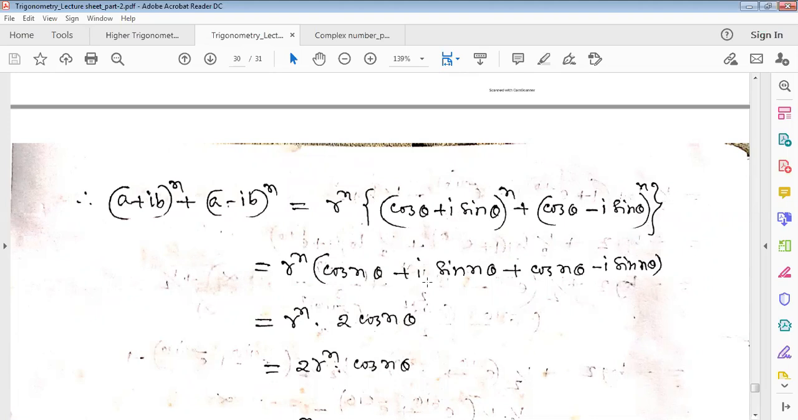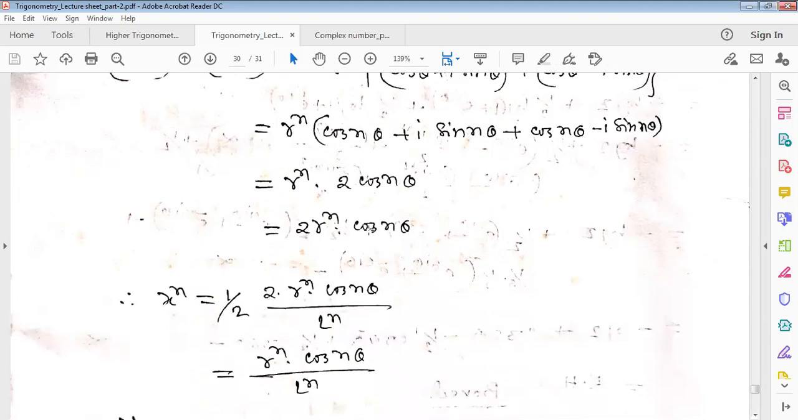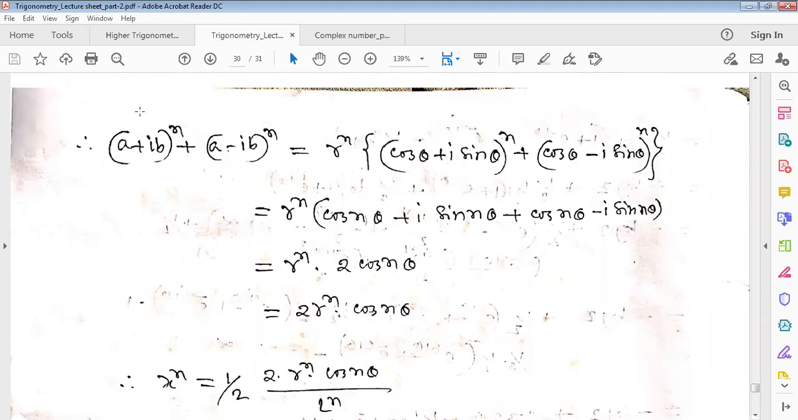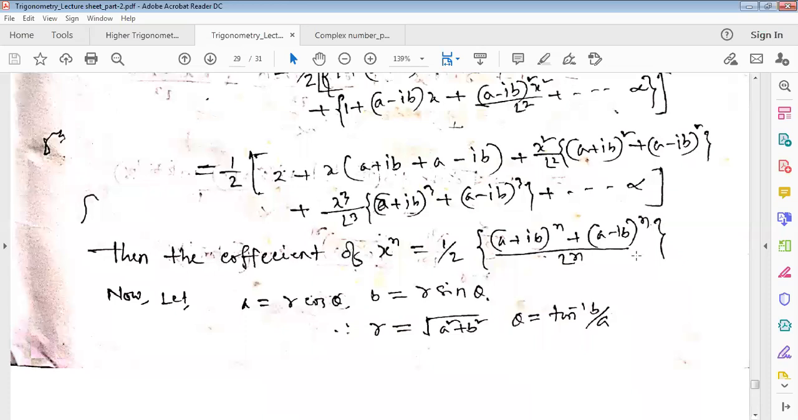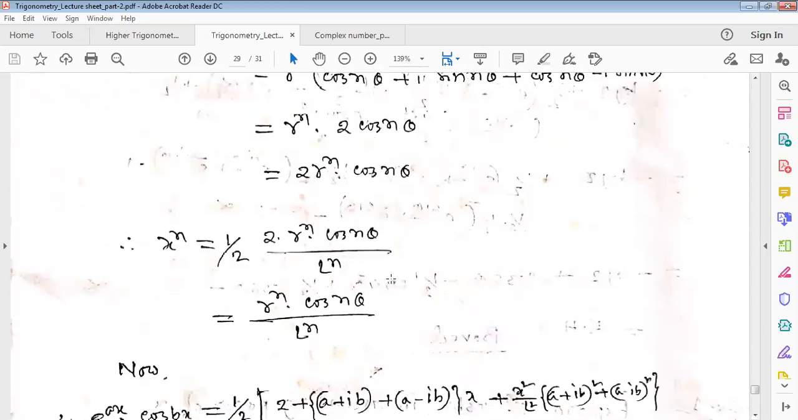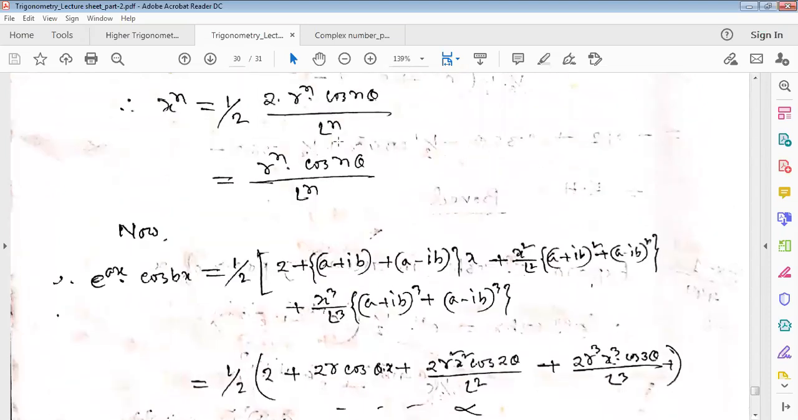Now the i sin terms finish, only 2 cos n theta remains, 2 into r to the power n cos n theta. So the x to the power n coefficient will be half of 2 r to the power n cos n theta divided by factorial n. Why? Just putting this value, 2 r^n cos n theta here. This is the coefficient of x^n. We have to find out the coefficient of x^n, this one.